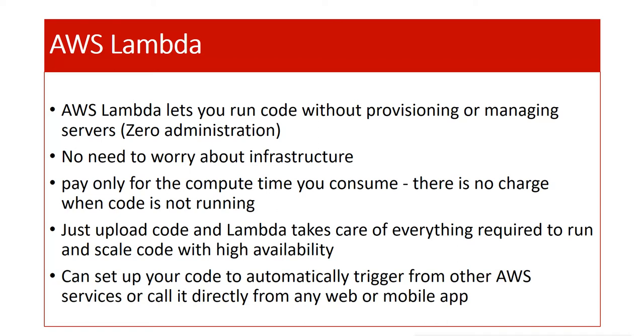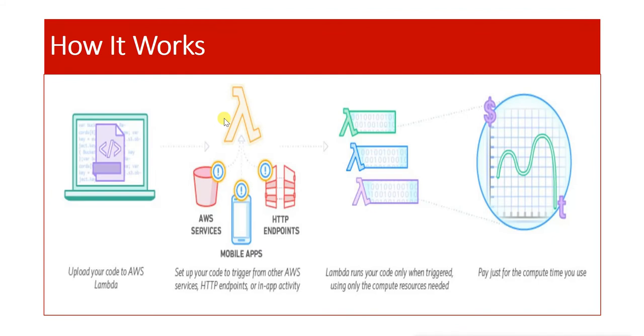Also, you can set up your code to automatically trigger from other AWS services or call directly from any web or mobile app. I'll show you how we can set up a trigger from one of the AWS services, that is API Gateway. I'll show that in our lab. That is all, at a very high level, about AWS Lambda. Now this is how it works. So upload your code to AWS Lambda.